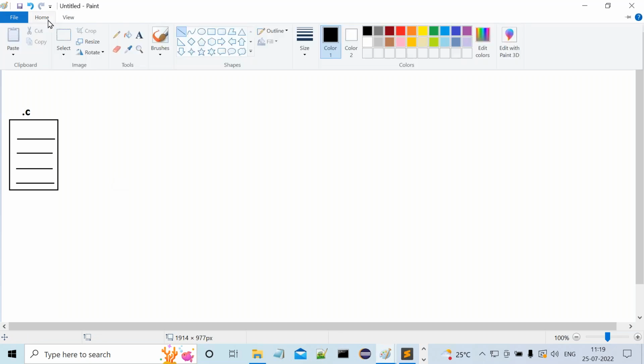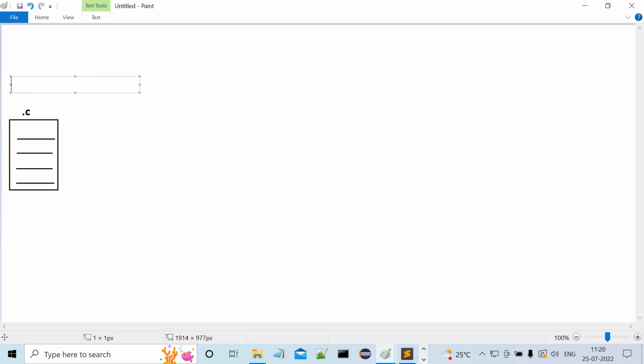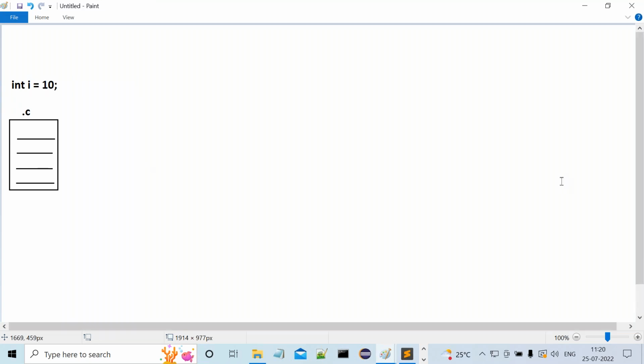Observe carefully. What is my understandable representation? Say, for example, int i = 10 is a statement. Int i equal to 10 is in my understanding or not? Int is integer, i is a variable, equal to is an operator, 10 is a constant, and semicolon is a terminator. Understandable or not? Okay, good.